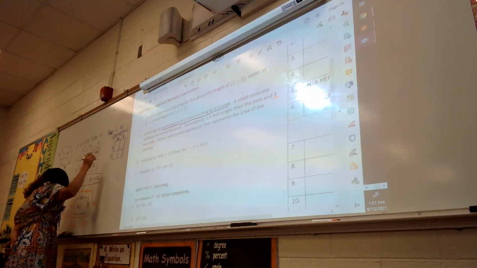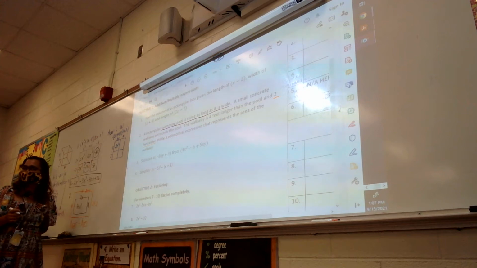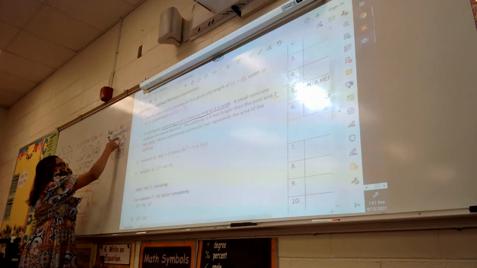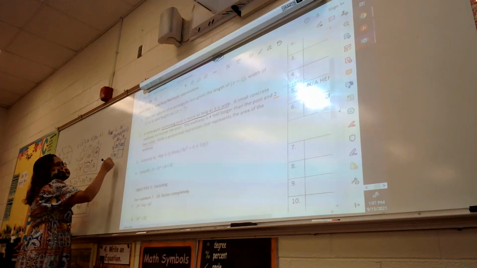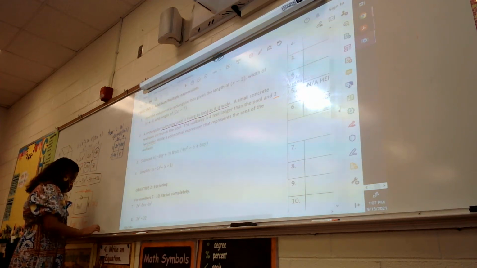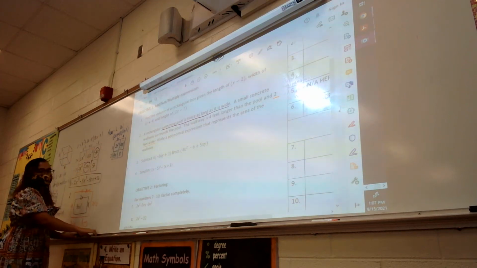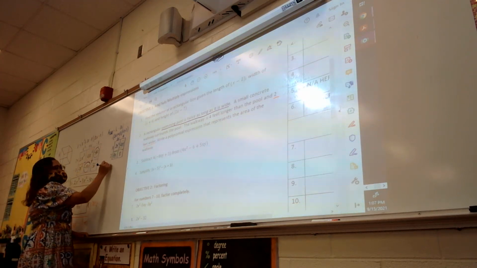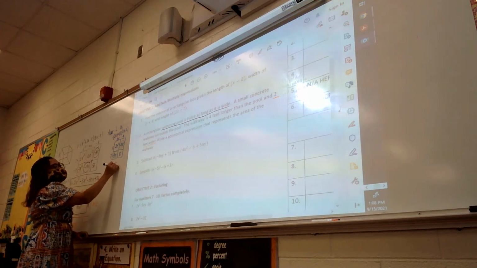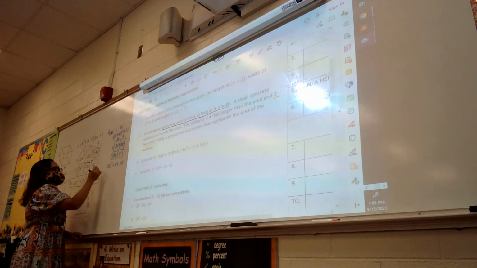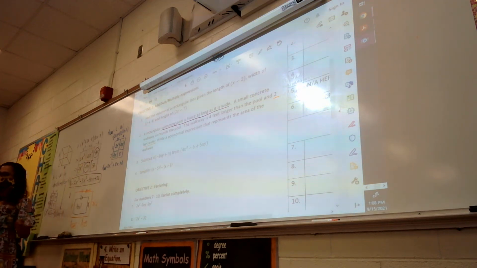2x times x? 2x squared. 4 times x? 4x. 2x times 2? 4x. 2 times 4? 8. I'll encircle it in different colors so you know that we're adding and simplifying the same terms. So we have 2x squared plus 8x plus 8. Very good. Again, that's the area for the walkway.